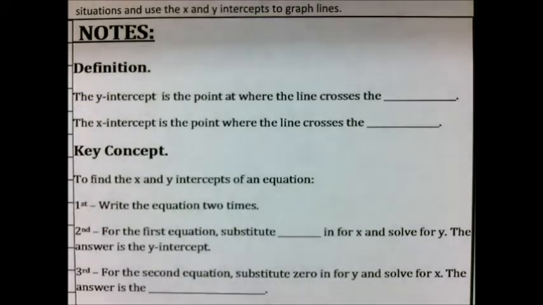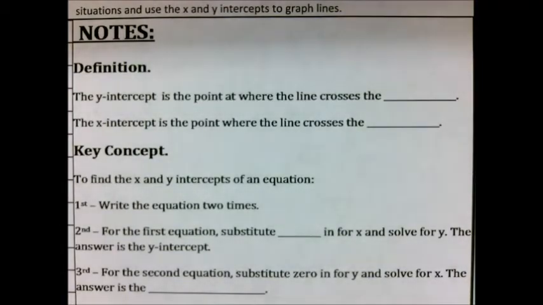The first definition is for the y-intercept. The y-intercept is the point where the line crosses the y-axis. So that first blank there is y-axis. The second definition is just kind of the opposite of that. The x-intercept is the point where the line crosses the x-axis, the x-axis, okay?